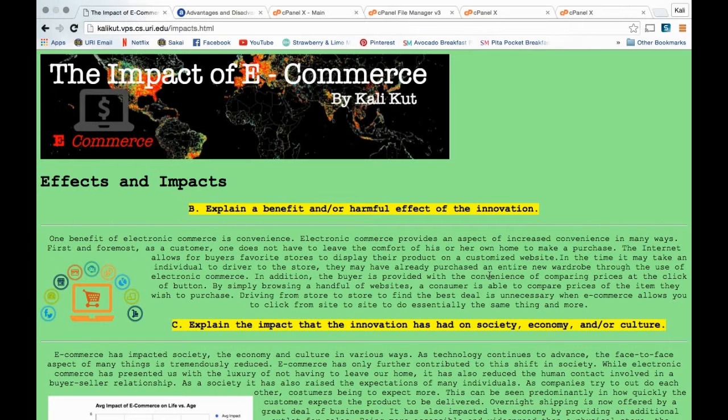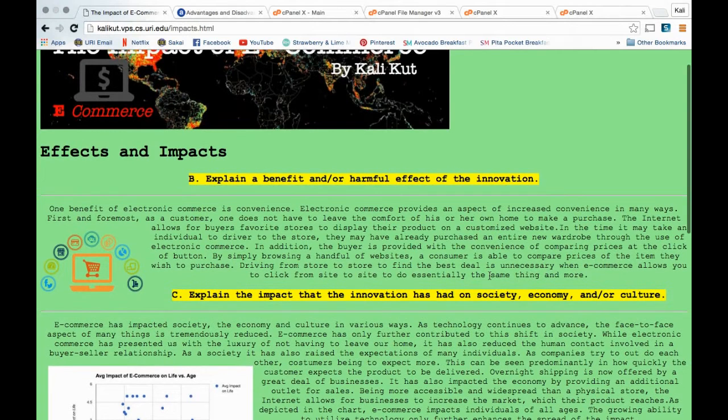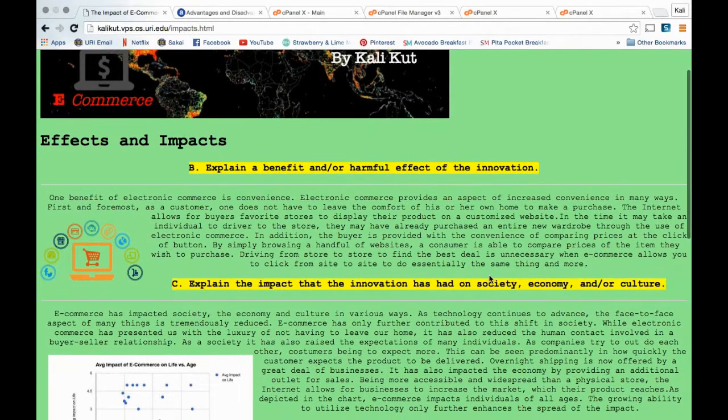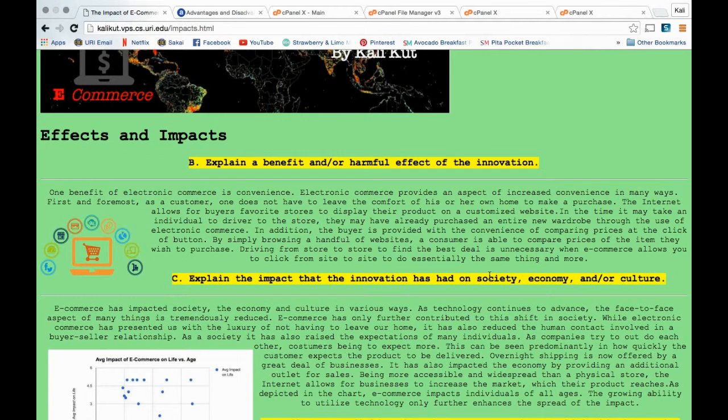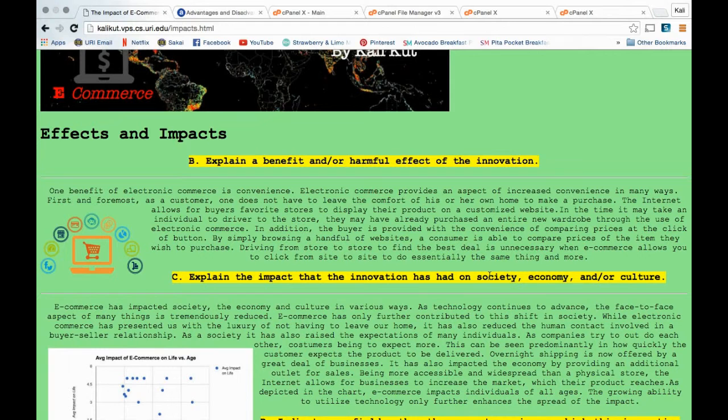Next, we will look at my effects and impacts page. Part B asks to explain a benefit and/or a harmful effect of the innovation. One of the benefits that I found most prominent was the aspect of increased convenience. Shopping can be very stressful and time-consuming. Electronic commerce takes away much of this time and stress. Now what may have taken hours to complete in a shopping trip can be done in the comfort of our own home behind a computer with the simple click of a mouse.